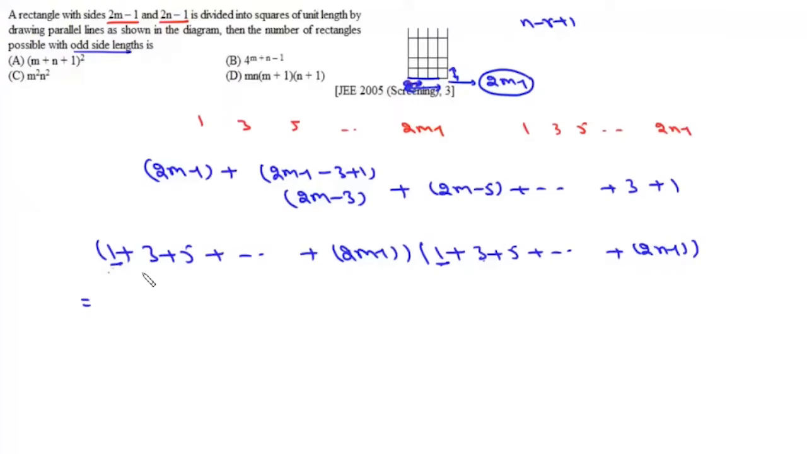Now we know that 1 plus 3 plus 5 up to 2m minus 1 is m square, and the sum of the first n odd natural numbers is n square. So this value will be m square n square. So the total number of rectangles possible with odd side lengths is m square n square, and that's your option C.